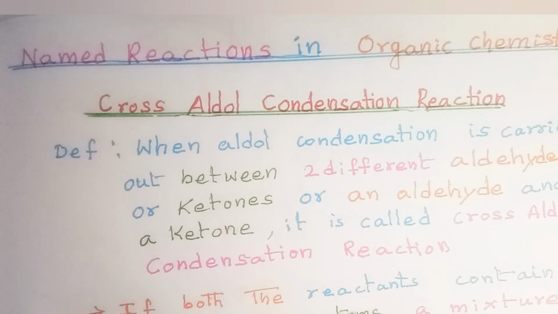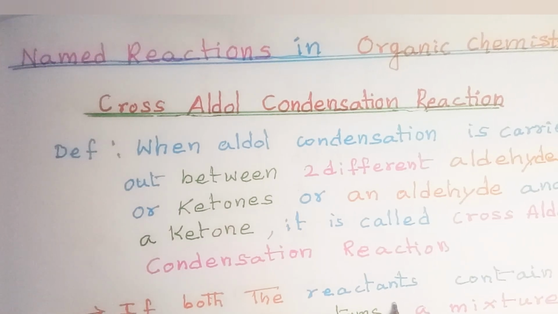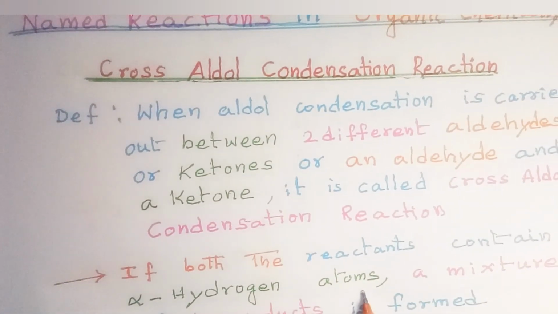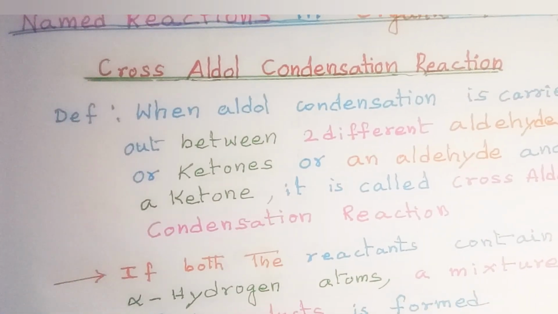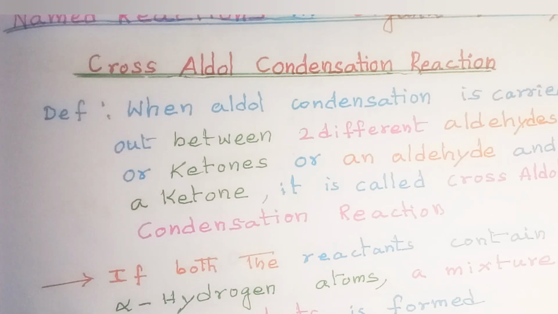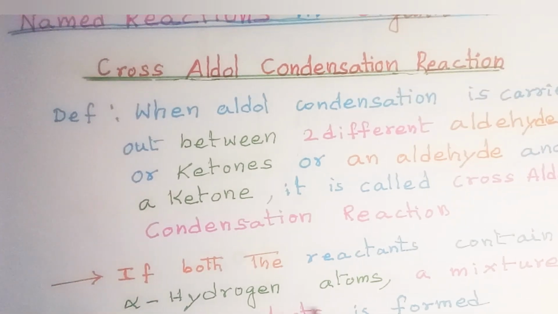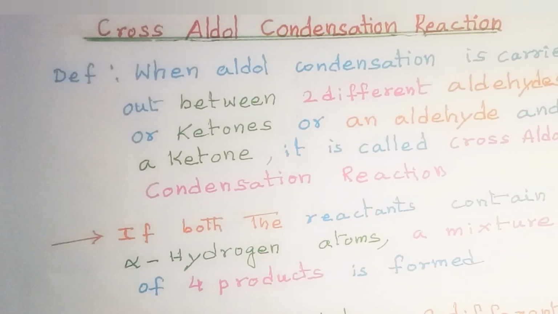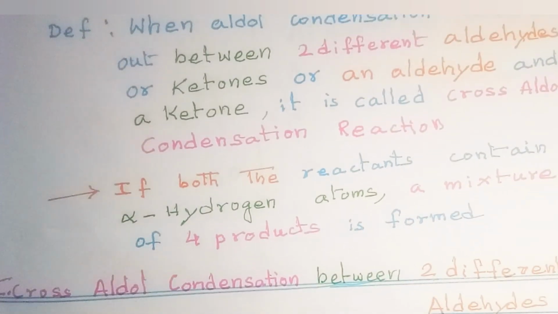If both the reacting aldehydes or ketones contain alpha hydrogen atoms, then a mixture of four products is formed. So in cross-aldol condensation reaction, we can expect four products if both the reactants are having alpha hydrogen atoms. Let us see cross-aldol condensation reaction between two different aldehydes.